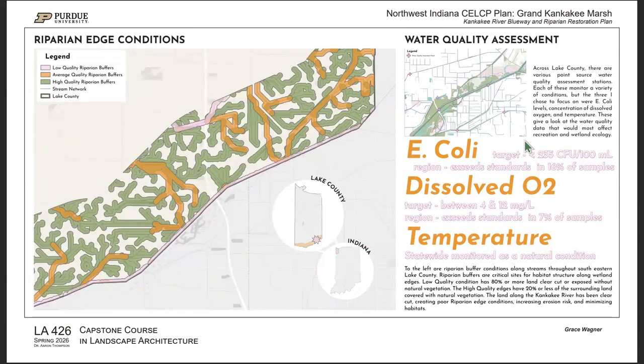Next, I took a look at the riparian edge conditions in this same region, trying to find areas that could have improved riparian buffers, and the Kankakee River itself is one of those areas, definitely. And then looking at water quality assessment, just seeing what the target points are for the area, especially when looking at E. coli, dissolved oxygen, and temperature. And all of these paired together were able to steer me in the direction of which site to end up selecting.